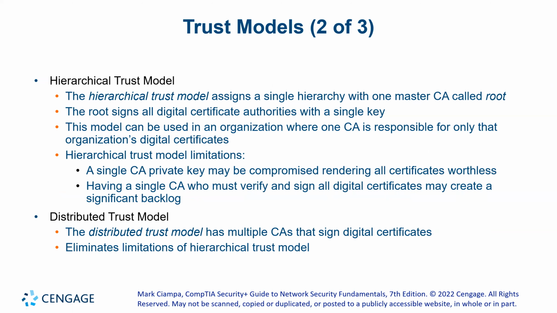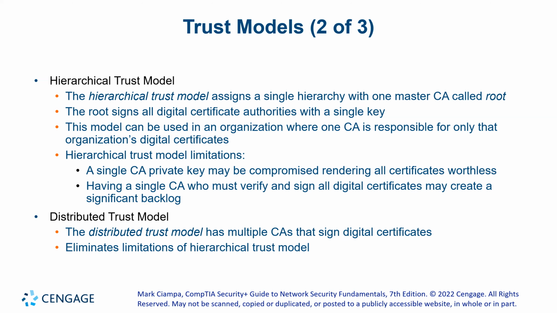Hierarchical trust model. The hierarchical trust model assigns a single hierarchy to one master CA called root. Root signs all digital certificate authorities with a single key. This model can be used in an organization where one CA is responsible for only that organization's digital certificates. Hierarchical trust model limitations. A single CA private key may be compromised, rendering all certificates worthless. Having a single CA who must verify and sign all digital certificates may create a significant backlog.